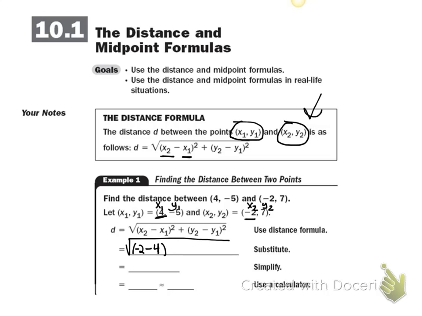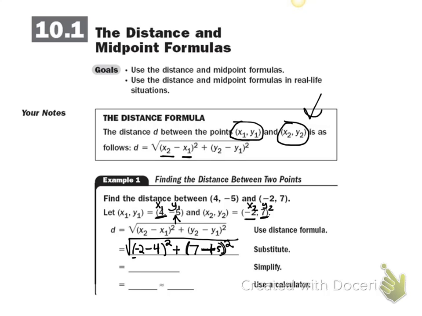So I'm going to have -2 minus 4 in parentheses squared to start, then plus, now I'm going to do the difference y2 minus y1. That's going to be 7 for y2 minus the y coordinate -5. Now this is where you've got to be careful. We're going to subtract a -5. So you probably are thinking right now, when you subtract the negative, that's going to be just a big positive. And don't forget, we have to square that at the end.